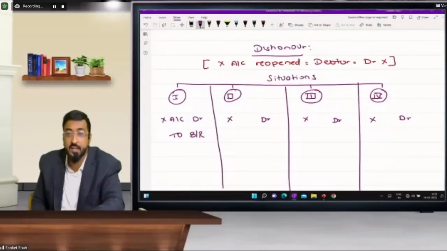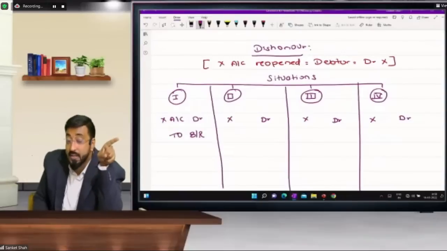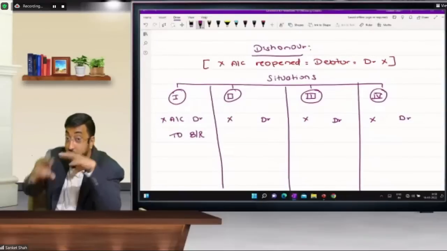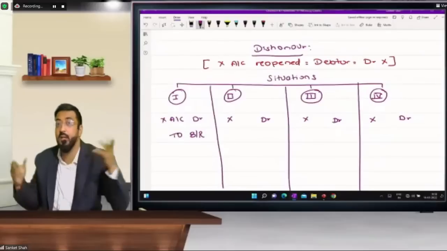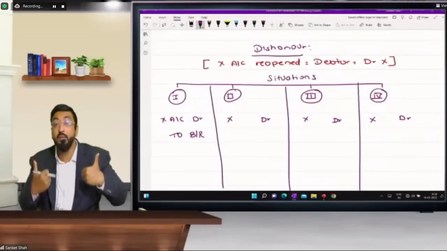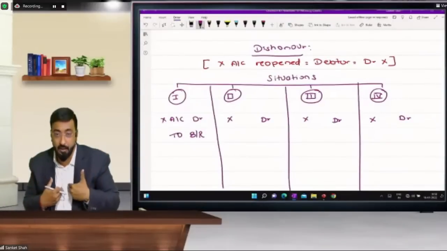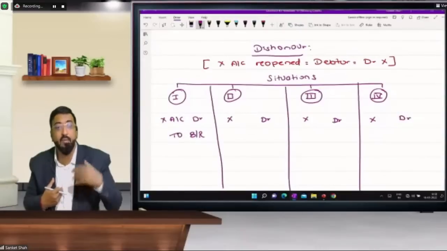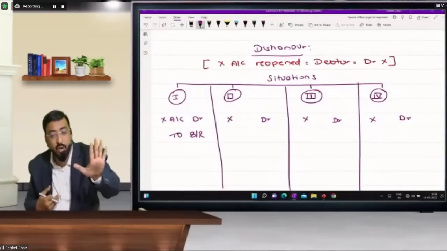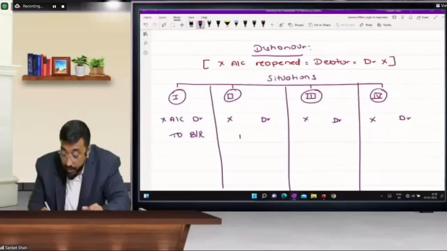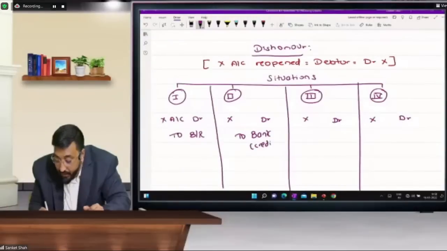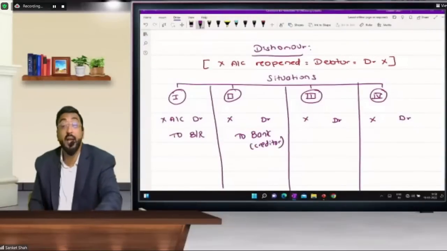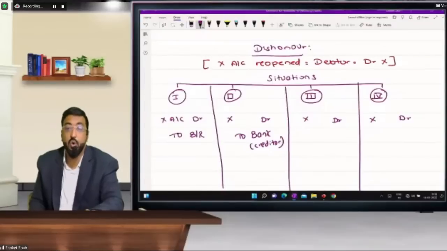In the second situation, the bank will visit, yes, think properly, visualize this. The bank will visit X's premises. X is telling no money, sir. Then the bank will visit my place now. I'm Y. The bank will visit my place. I will tell the bank, wait, I will pay your money. So the bank is reopened. So now the bank is my creditor. Okay. So X account debit to bank.